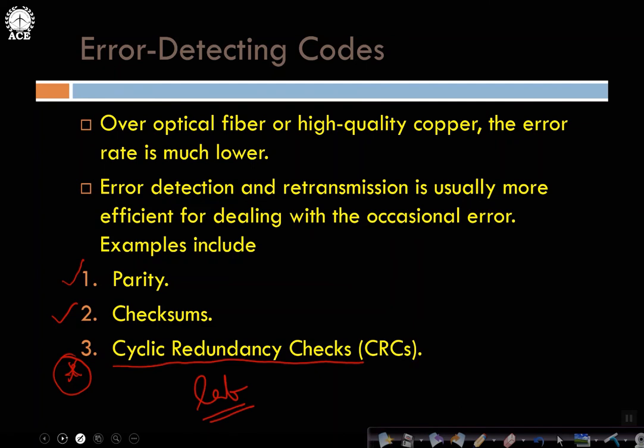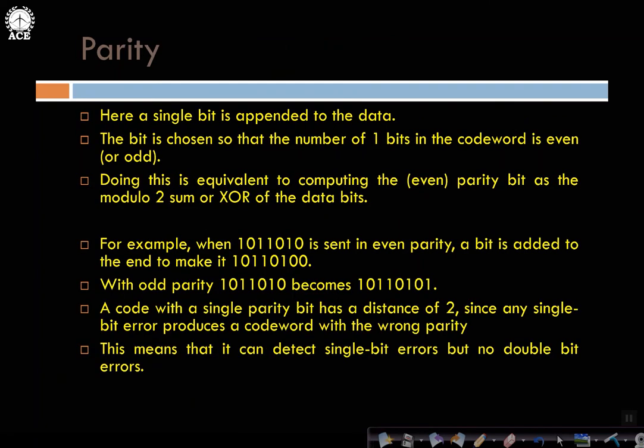But however, let's glance through with parity. A single bit is appended to the data, as we said, like parity of bit position 1, 2 is governed together, we have seen already.